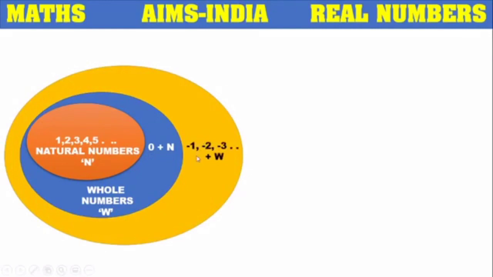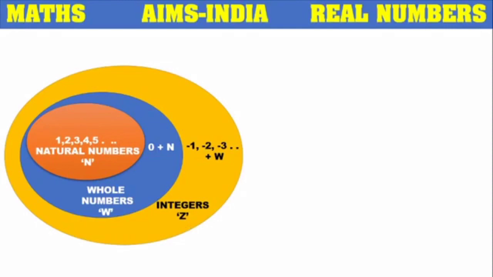If we add -1, -2, -3 like that, negative numbers to the whole numbers, means to 0 and to the positive numbers, then we will get one new number system that is considered as the integer system, and the symbol for the integer system is J.